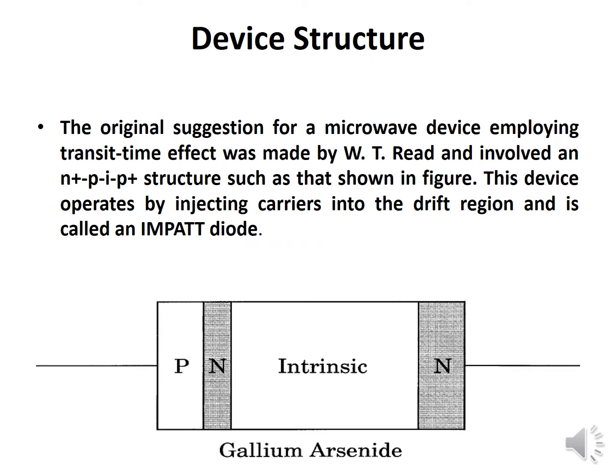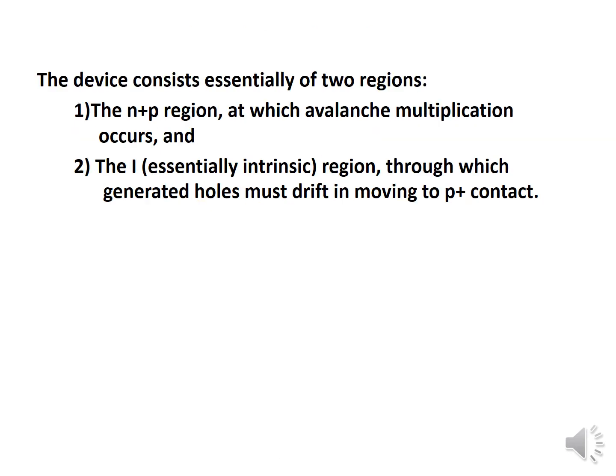So coming to the device structure, the original suggestion for a microwave device that exploits the transit time effect was initially made by W.T. Read, and it involves an N plus P I P plus structure, which is shown in the figure you can see in the PPT. This device operates by injecting carriers along the drift region, and this particular operation is called Impatt diode.